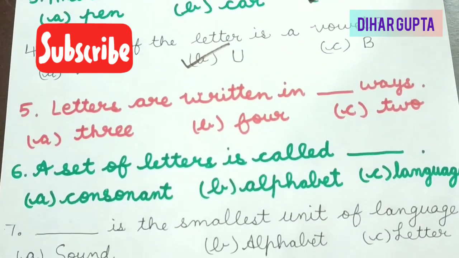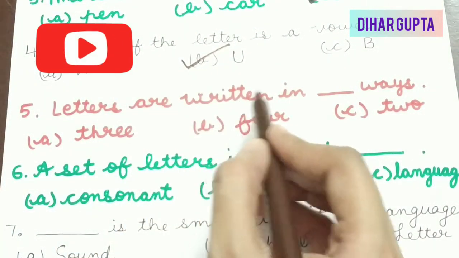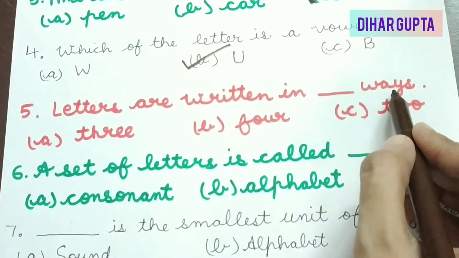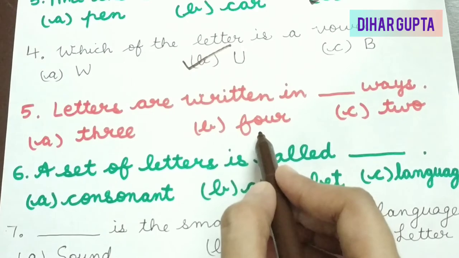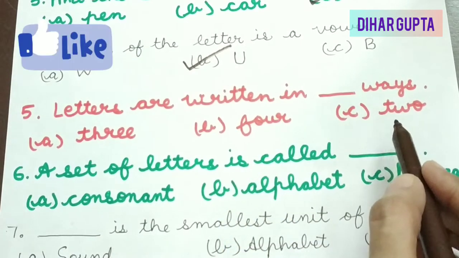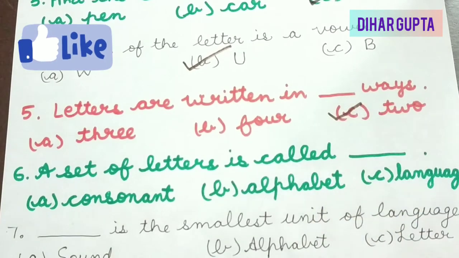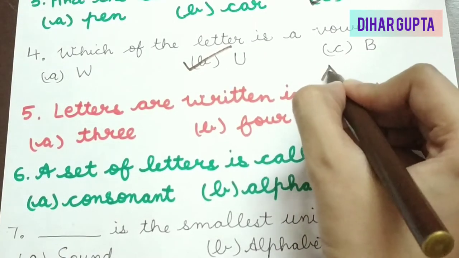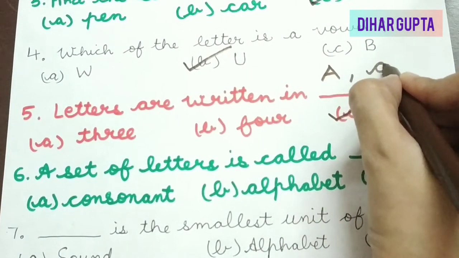Question number 5. Letters are written in dash ways. Is it 3 or 4 or 2? So our answer is 2. And what are they? Capital letters and small letters.